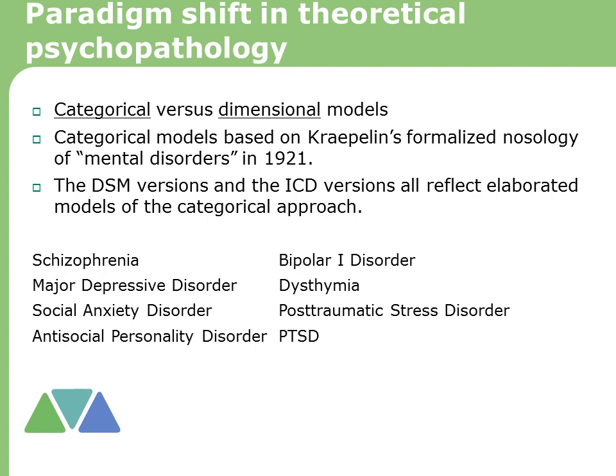Categorical models were based on the categories of mental disorder that were developed in the early 1920s and still reflected and elaborated in the DSM and in the ICD. In that model, one either suffers from schizophrenia or they do not. They suffer from post-traumatic stress disorder or they do not. It is a categorical model. It's a dichotomous model. It's a model that's widely used in medicine. One either suffers from cancer, for example, or they do not.